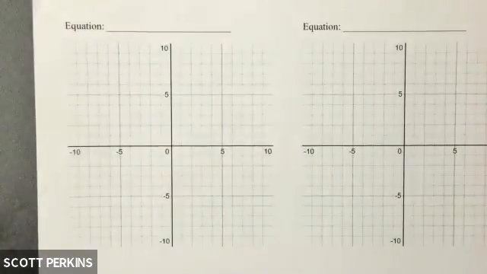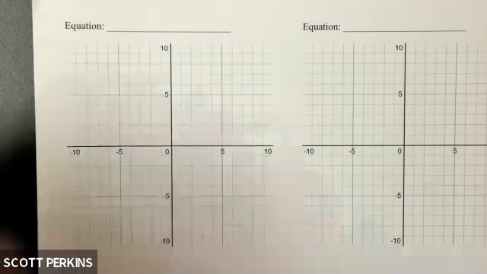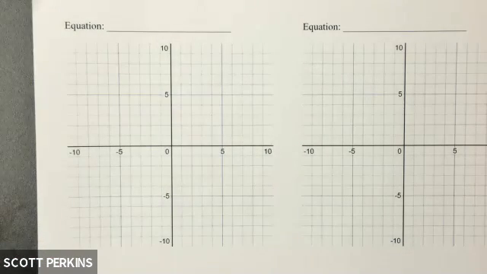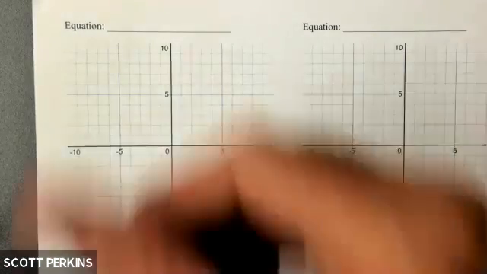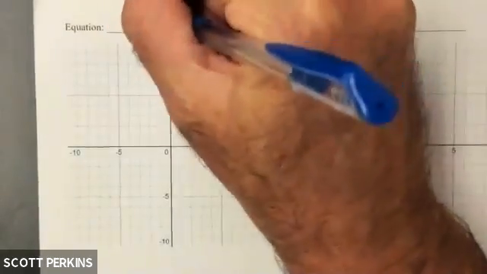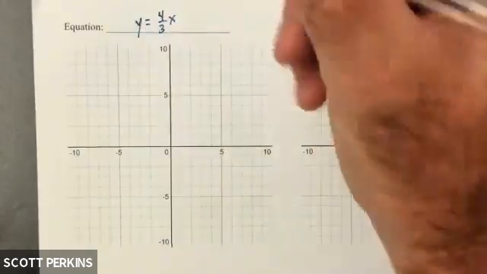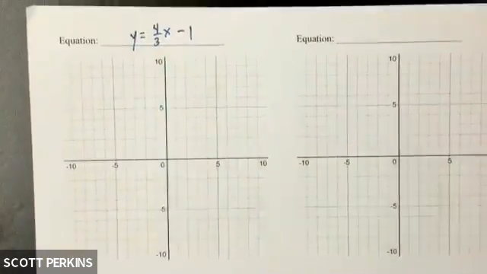All right, here's another example for you. I would like you to do this. I want you to find the slope and the y-intercept, and then go ahead and graph y equals 4 over 3x minus 1.